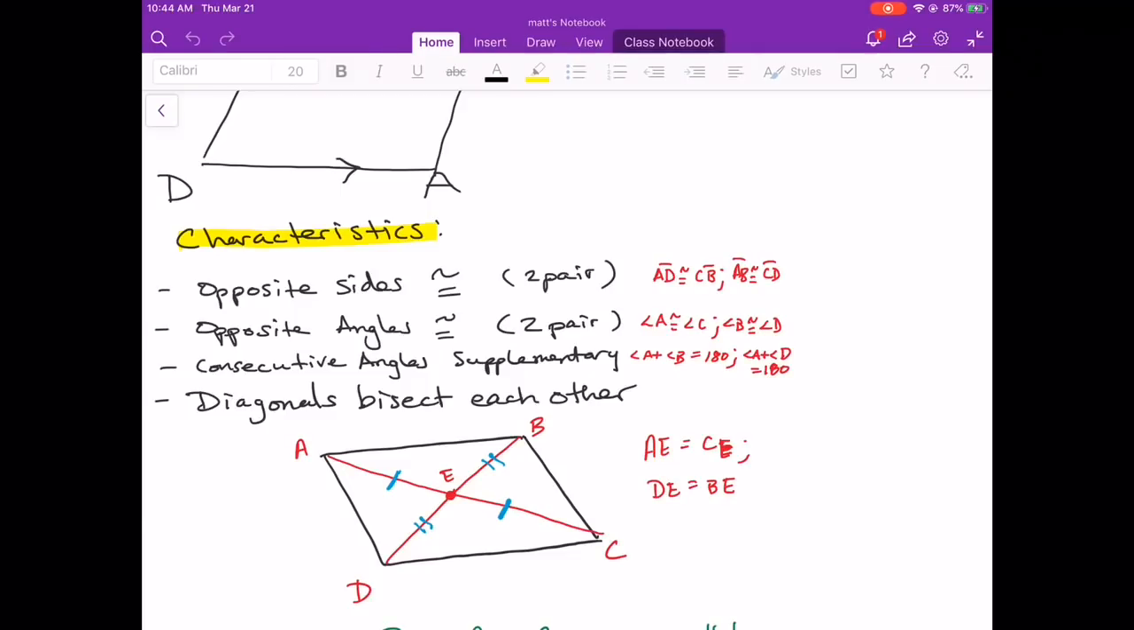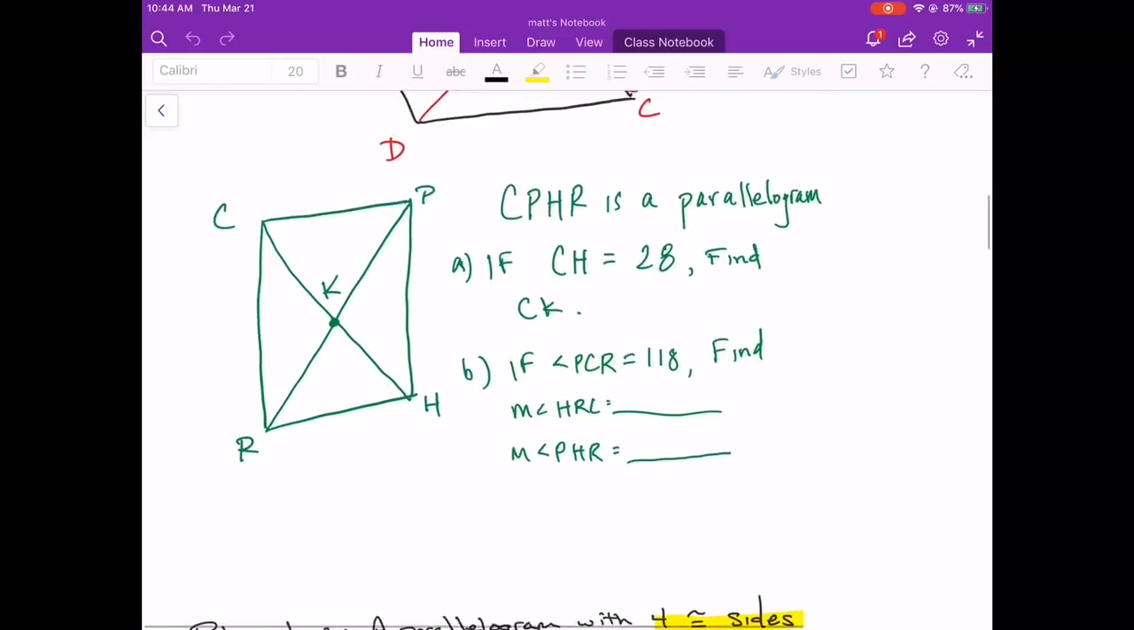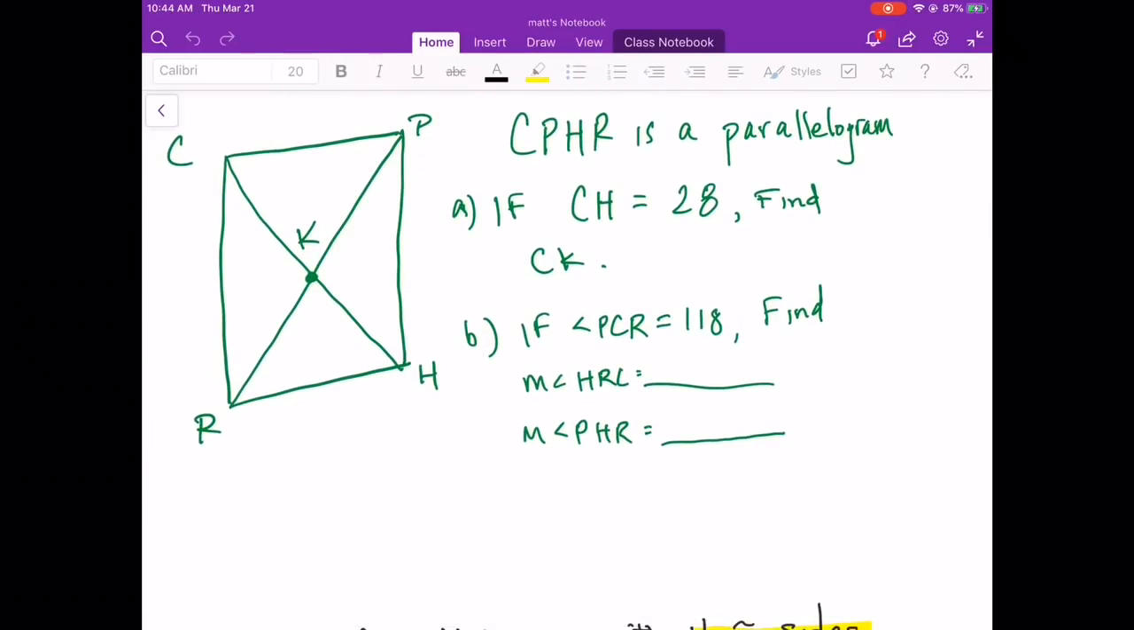All right, so those are characteristics that go with the parallelogram. The parallelogram is really the foundation of what we talk about with most of our quadrilaterals, so if you know it's a parallelogram, all of these things are true instantly. All right, here's an example with a parallelogram, just so you can see how we would possibly give an example like that.